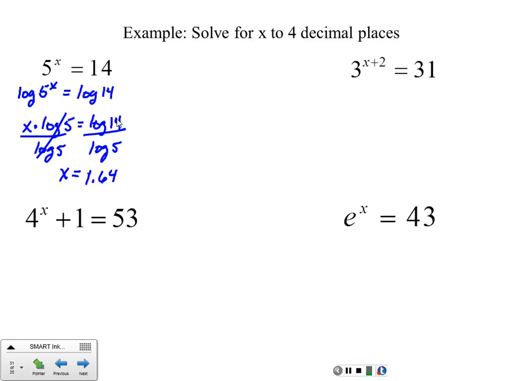Okay, so let's keep going. Look at this one. There's no way that I can change 3 and 31 to be the same base. No way whatsoever. So I'm going to take the log of both sides.